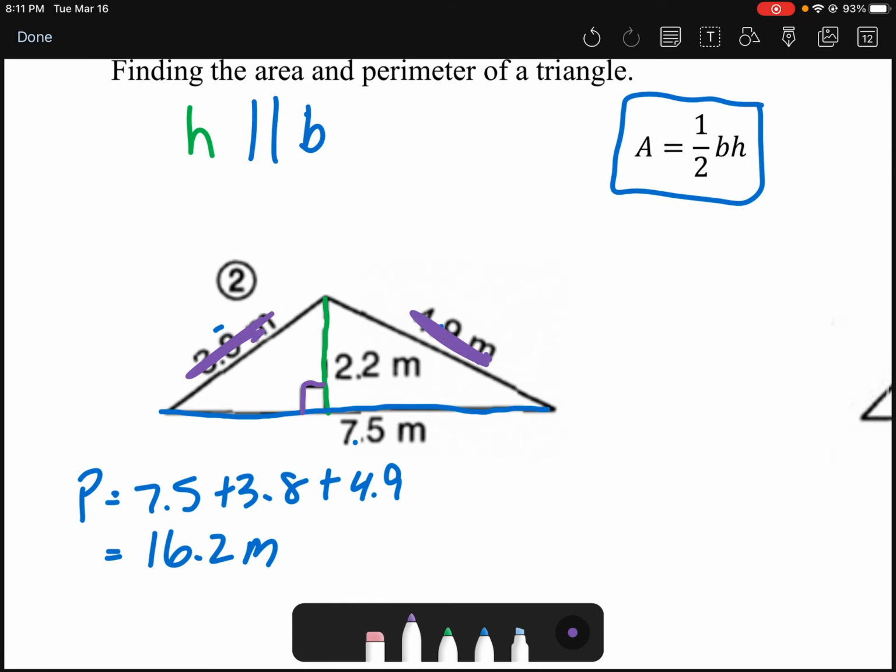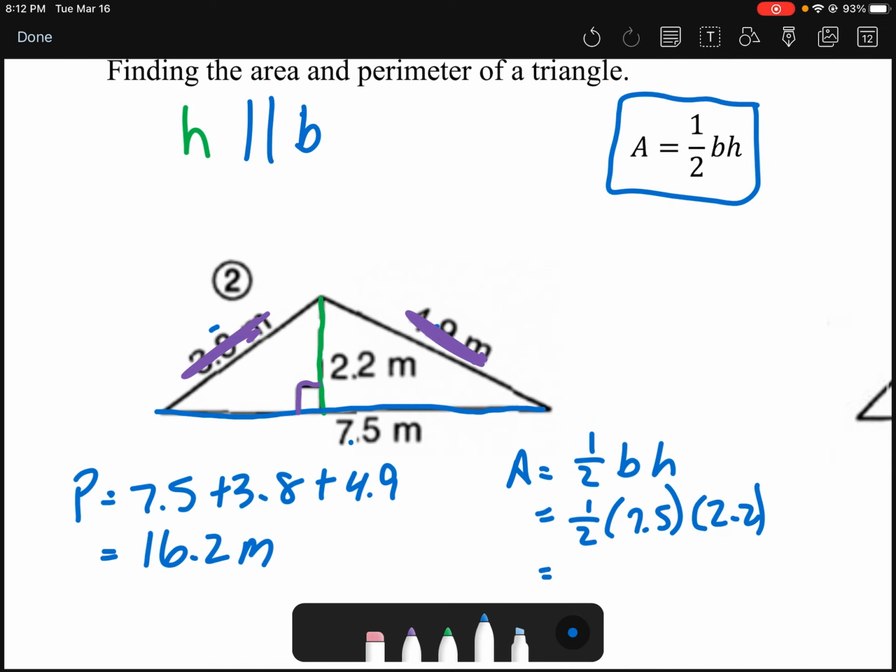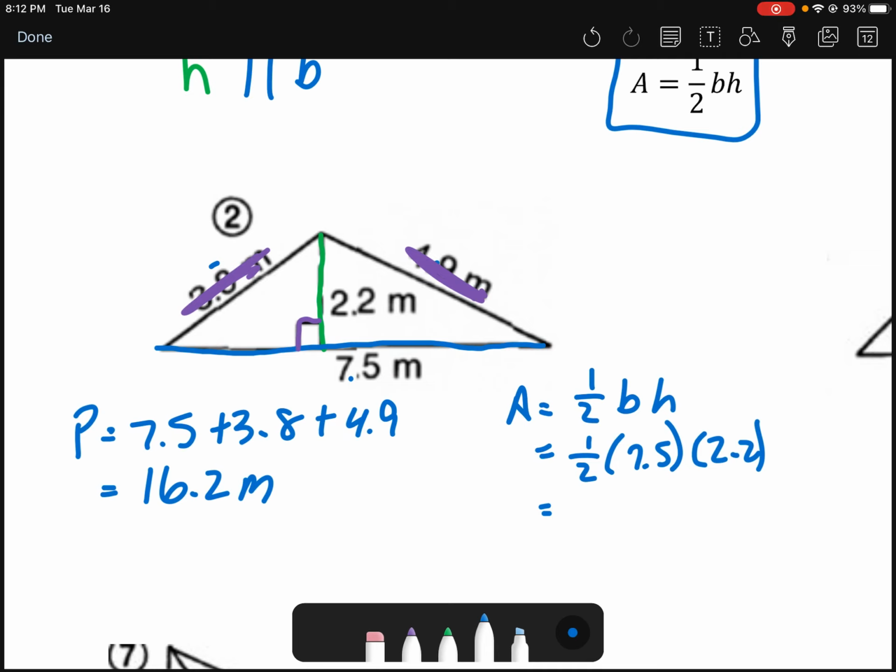So I don't even have to use these two numbers. I'm just focusing on 2.2 and 7.5. So using my area formula, again I have 1/2 base times height. I'm going to switch out those B and H's. My base is 7.5 and my height is 2.2. Again, 1/2 times 7.5 times 2.2. Plug that into your calculator. What do you get? Did you also get 8.25 meters squared? That's what I got.